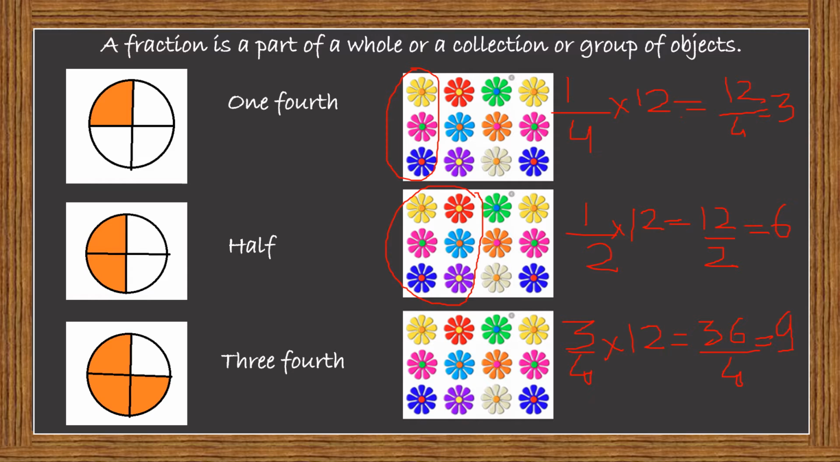So I can take any 9 flowers. So I have taken these 9 flowers. So 3/4 of this collection is 9. Half of this collection is 6 and 1/4 of this collection is 3.